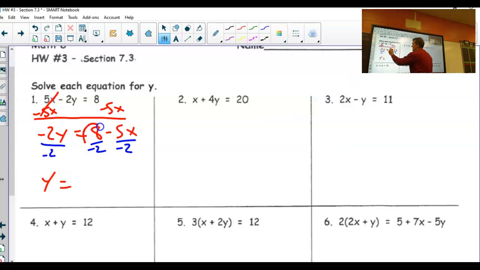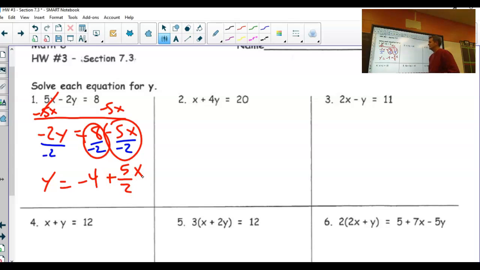8 divided by -2 is -4. -5 divided by -2 is a decimal. We are preferring right now to leave that as a fraction. It would be positive because it's a negative divided by a negative. And it would be 5/2 x.